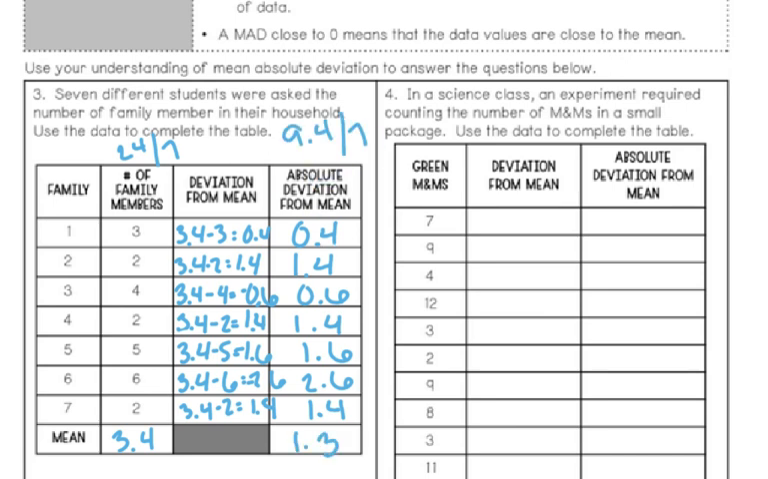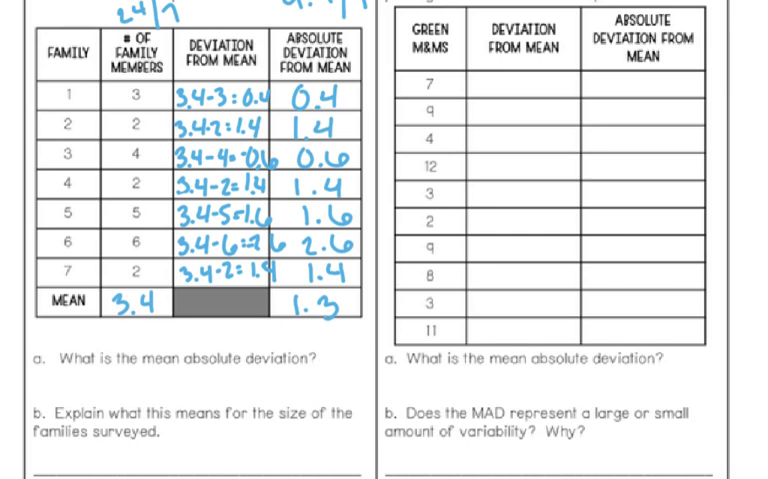When I add together all the absolute deviations from the mean, I get 9.4, and there are still 7 families. So when I take 9.4 divided by 7, I get 1.3. Question A underneath that says, what is the mean absolute deviation? And that's what we just found here. We found the mean of the absolute deviations. So our mean absolute deviation is 1.3.